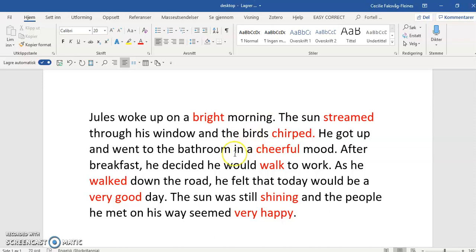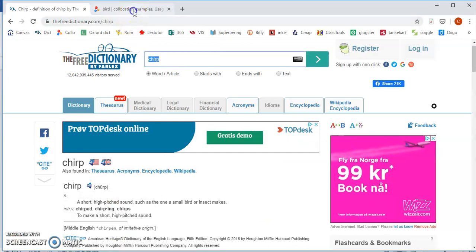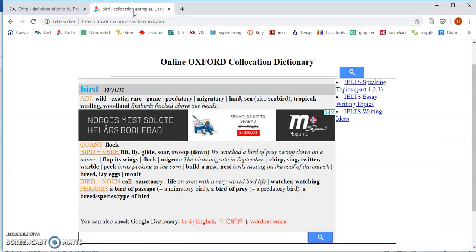He got up and went to the bathroom in a cheerful mood. See, I've avoided repetition and I'm avoiding these lexical teddy bears. So really, using this collocation dictionary is a really good way of improving the language in your text. You just have to get used to looking up not the word you want to replace, but the word that it says something about. So if you haven't tried it out yet, do so, and remember, practice makes perfect, so you have to try and use it several times to get comfortable using this new tool.